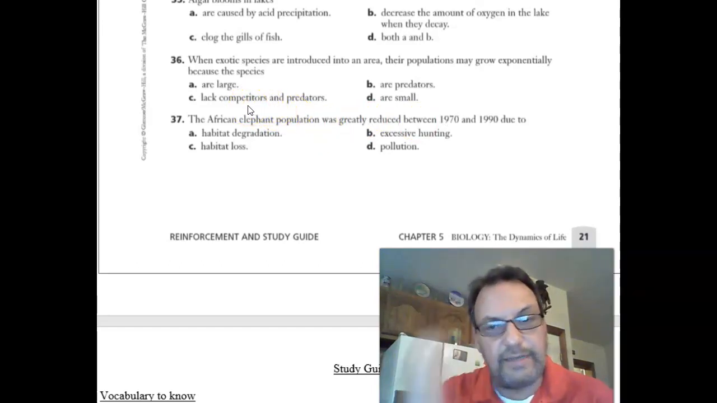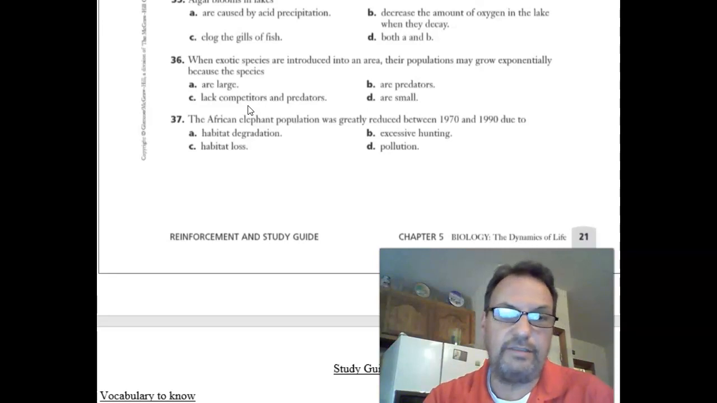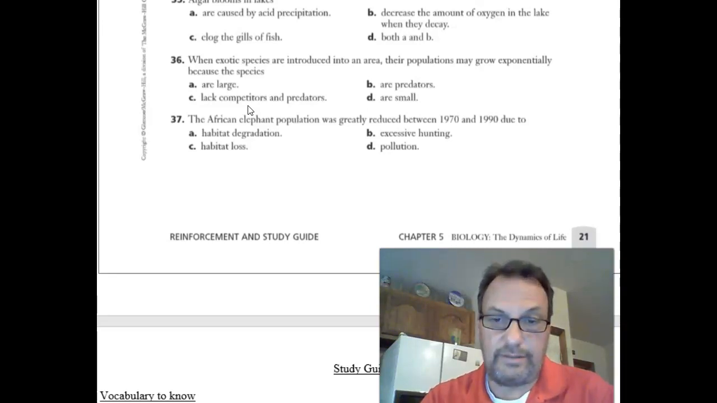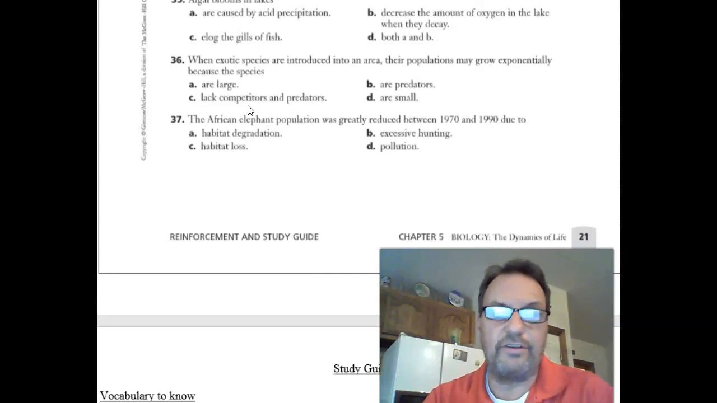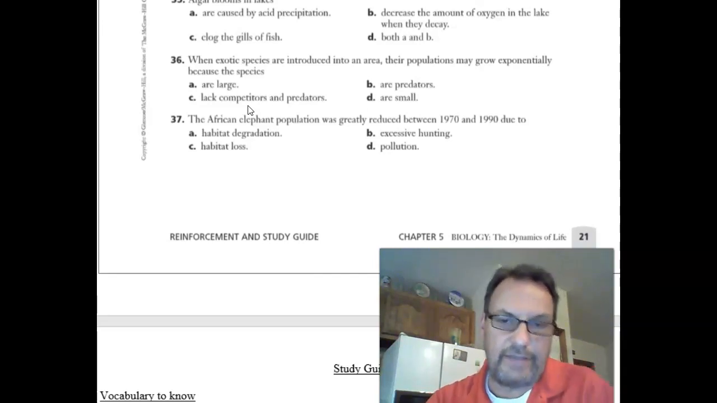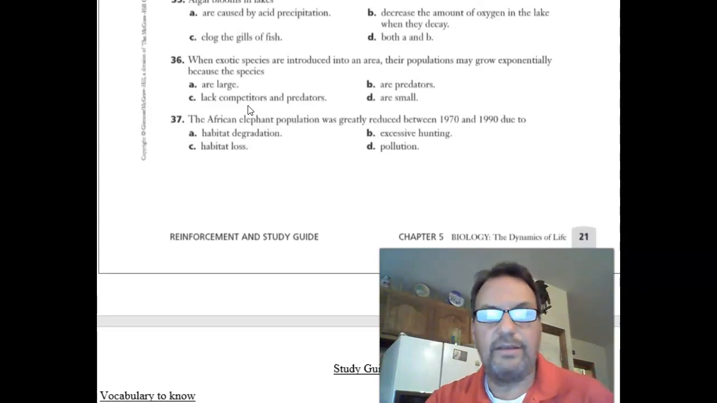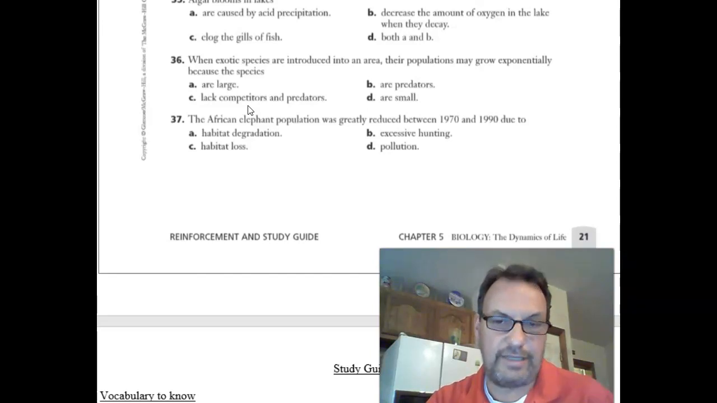If you brought in a big crocodile and put it into a pond somewhere, well, the chances are there's nothing going to compete with it, and there's probably nothing going to go out and eat it, but it's going to be feasting and feeding on a lot of the variety of life that's already in that pond. So if you think about the answer in the extreme, that's how an exotic species being introduced could grow exponentially. The correct answer is C.